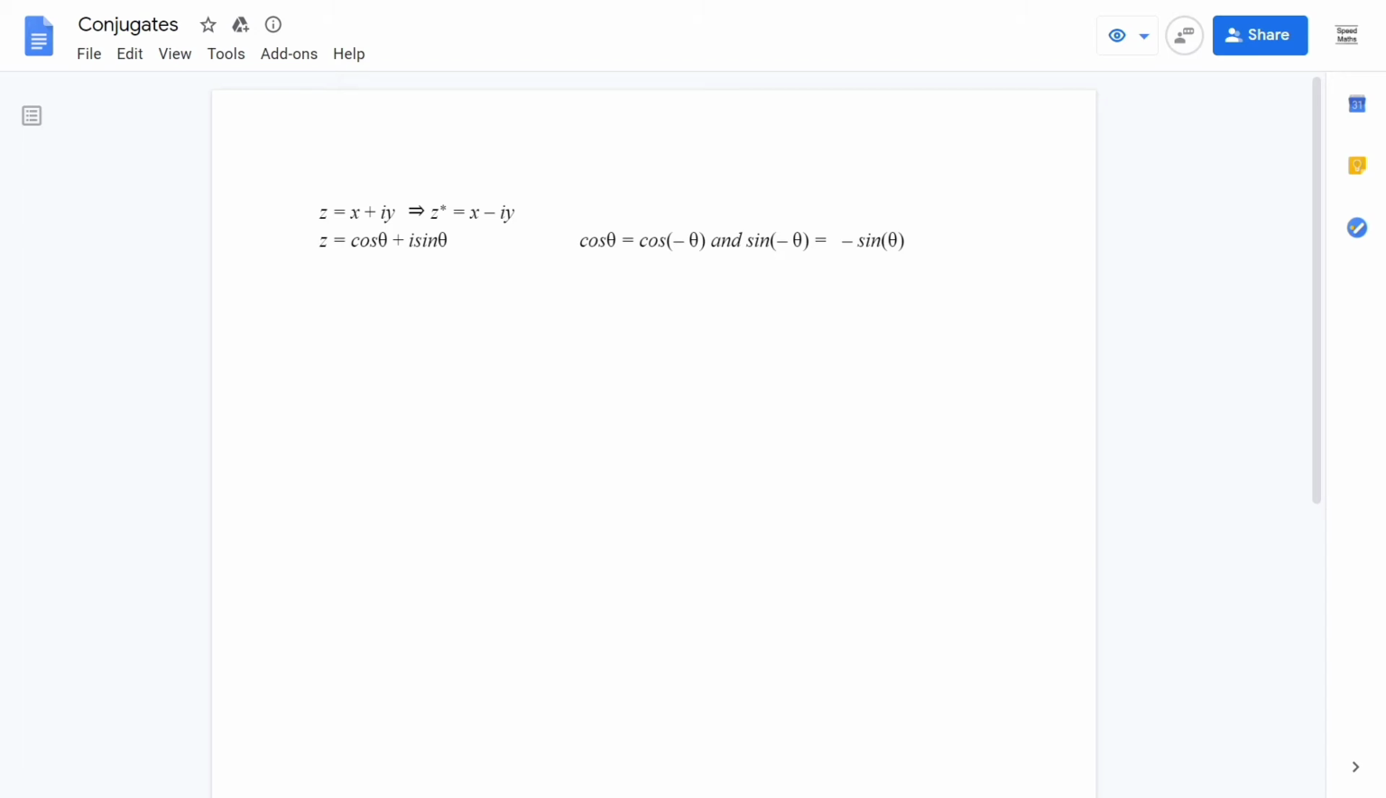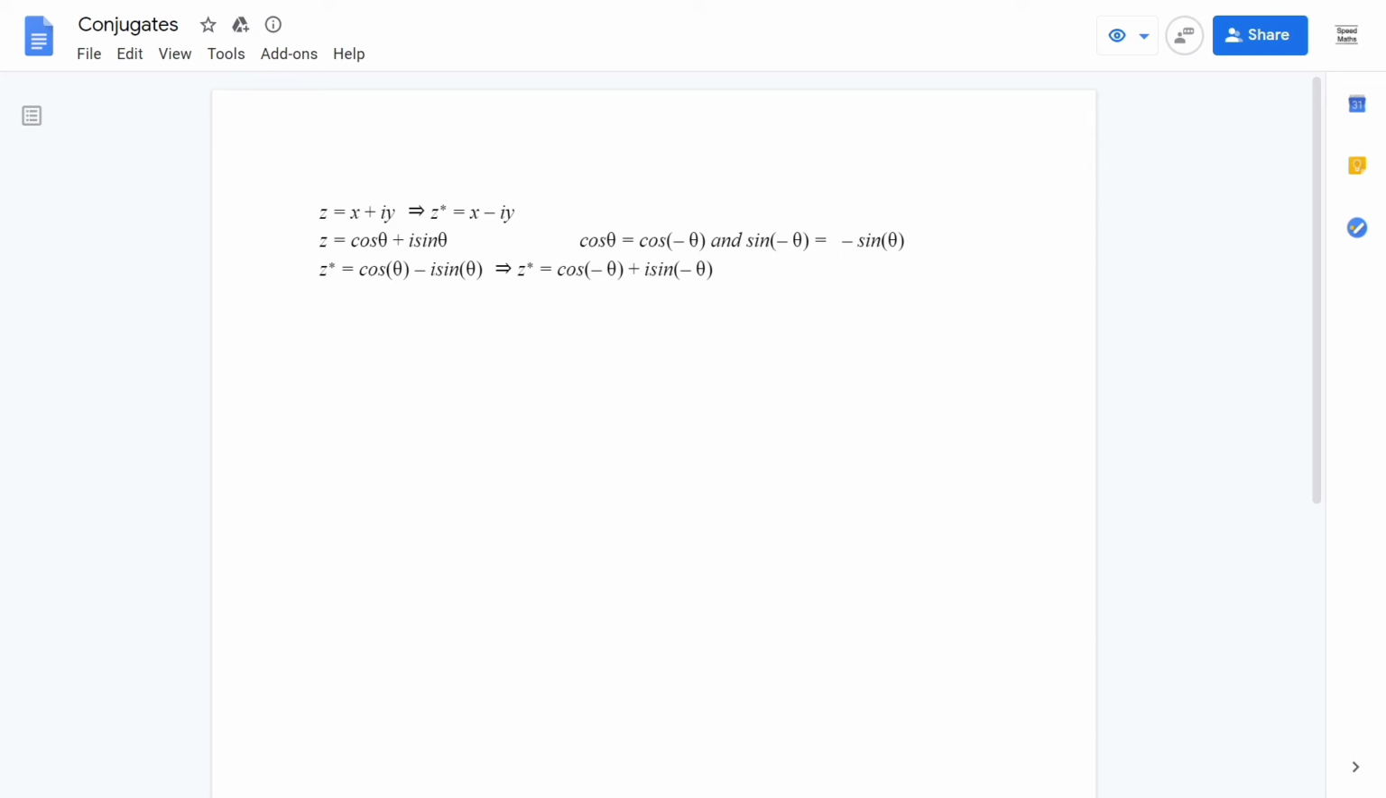First I'm going to write z star as cos theta minus i sine theta, which is just where I've made the imaginary part of z negative. Now using these formulas we know cos theta equals cos of minus theta, and we know that minus sine theta equals sine minus theta. So this is the conjugate of z in modulus argument form.